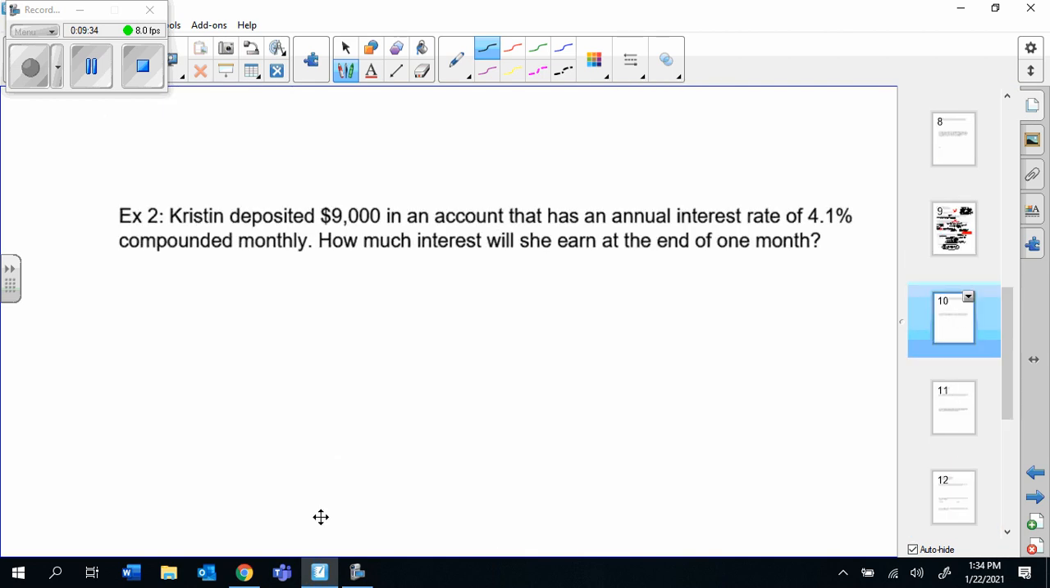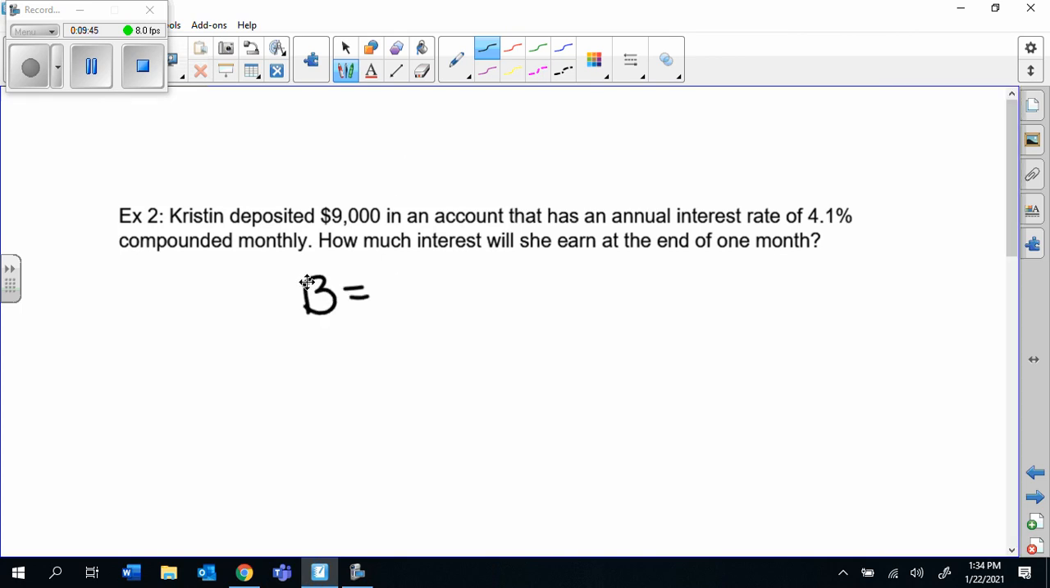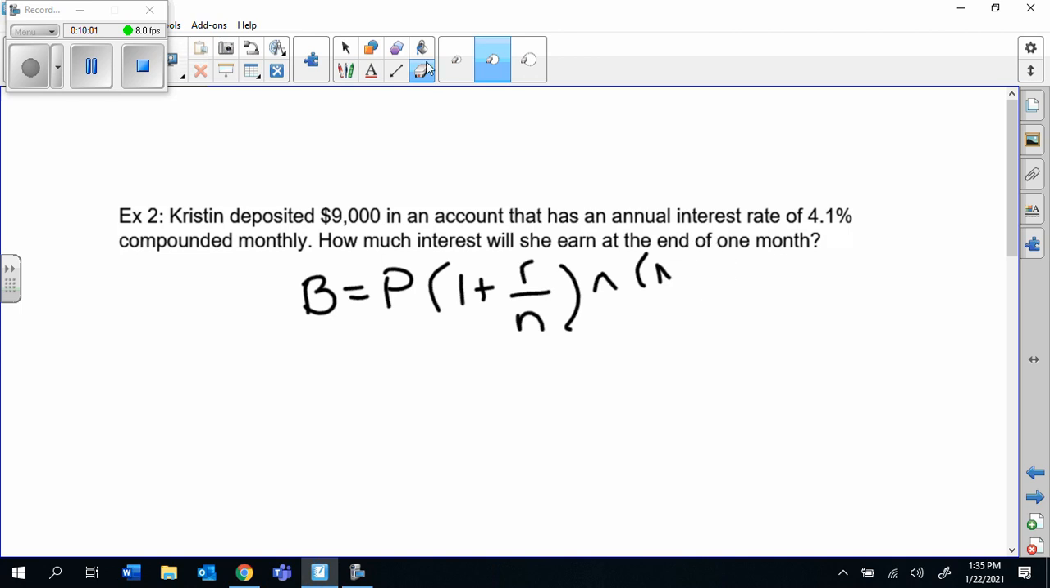All right, example 2. Let's write down the formula. So now you know that maybe it's not as easy as you thought. B equals P times (1 plus r over n) to the nT. Maybe it's helpful if you write that down. I meant to write a capital T. Maybe you want to write down the formula first, like we did yesterday.